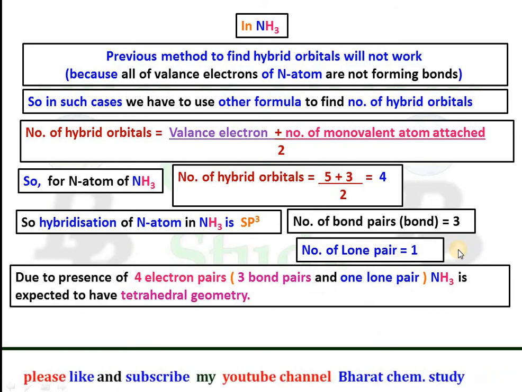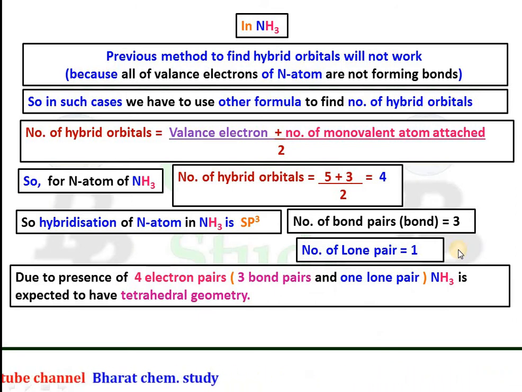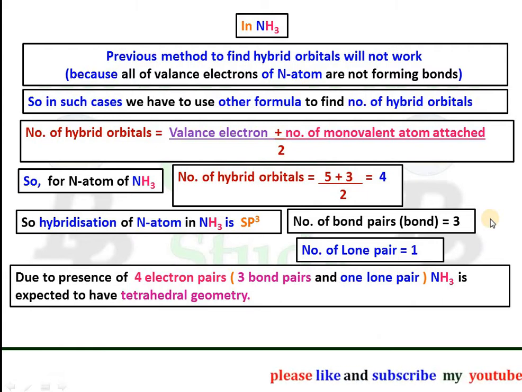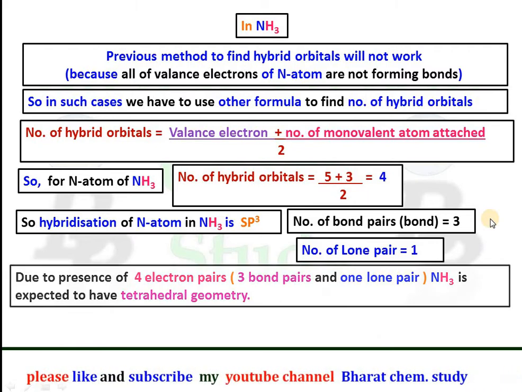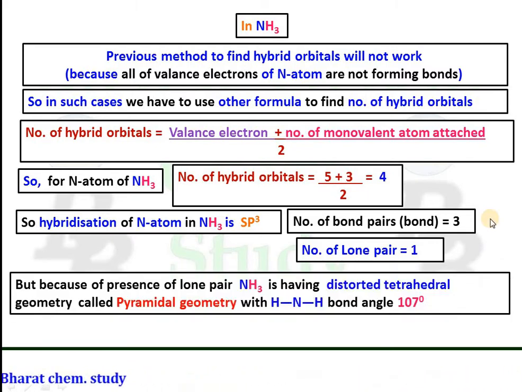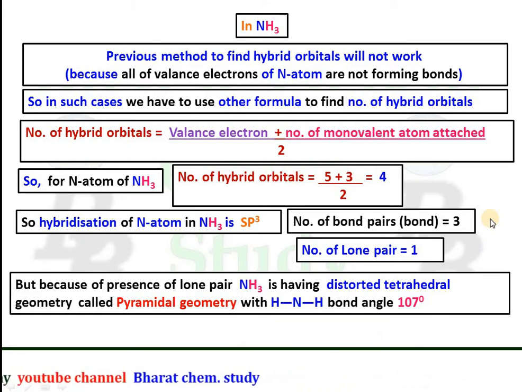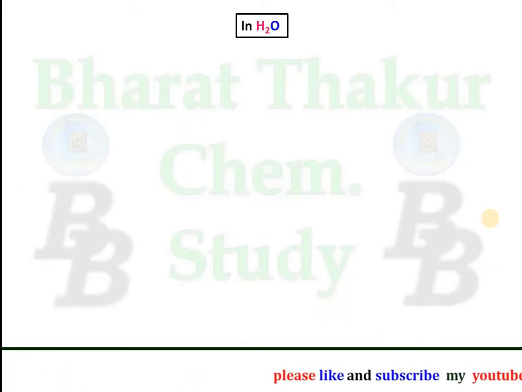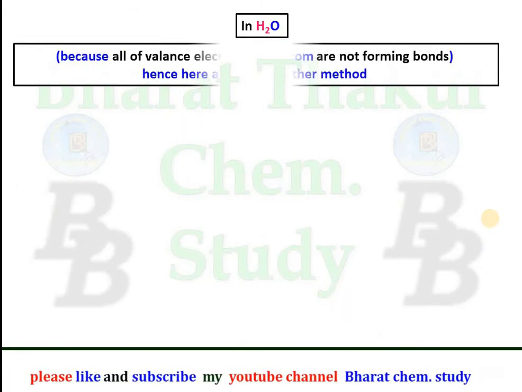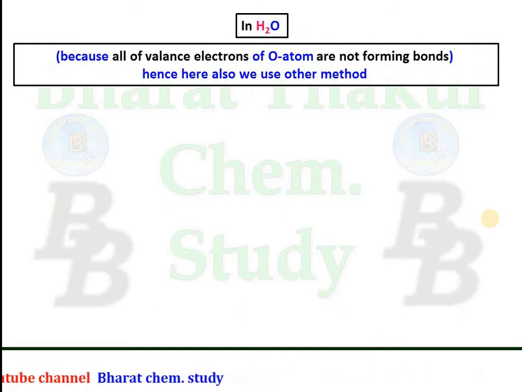Due to the presence of 4 electron pairs, that is 3 bond pairs and 1 lone pair, ammonia should be expected to have tetrahedral geometry. But due to the presence of 1 lone pair, ammonia has a distorted tetrahedral geometry called pyramidal geometry, with an H-N-H bond angle of 107 degrees instead of 109.5 degrees.